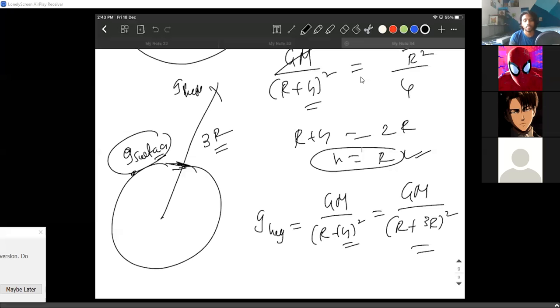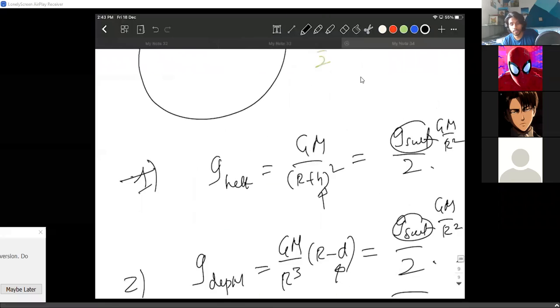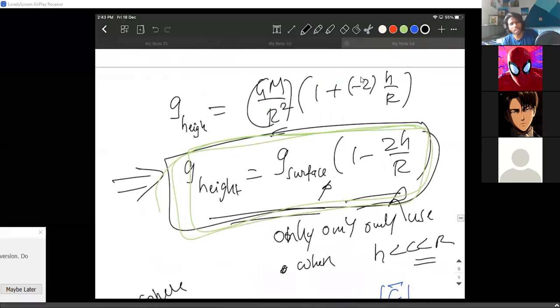If you wanted to compare it with the surface, g at the surface is always GM by R square. So you compare this thing with the original value. It's just a normal daily problem again. Sometimes they give you problems with depth. Guys, please remember, only use this approximation, which is not a lot. We are not going to use this approximation a lot.